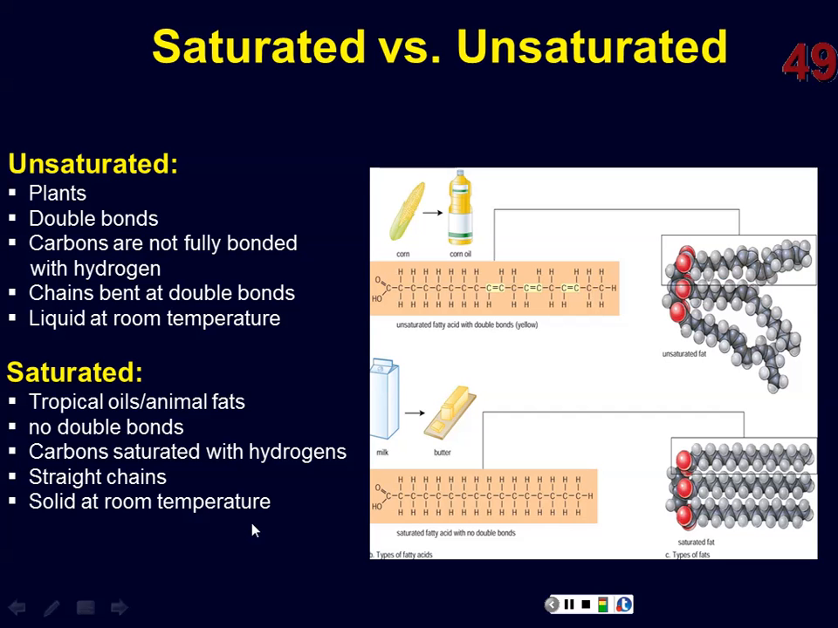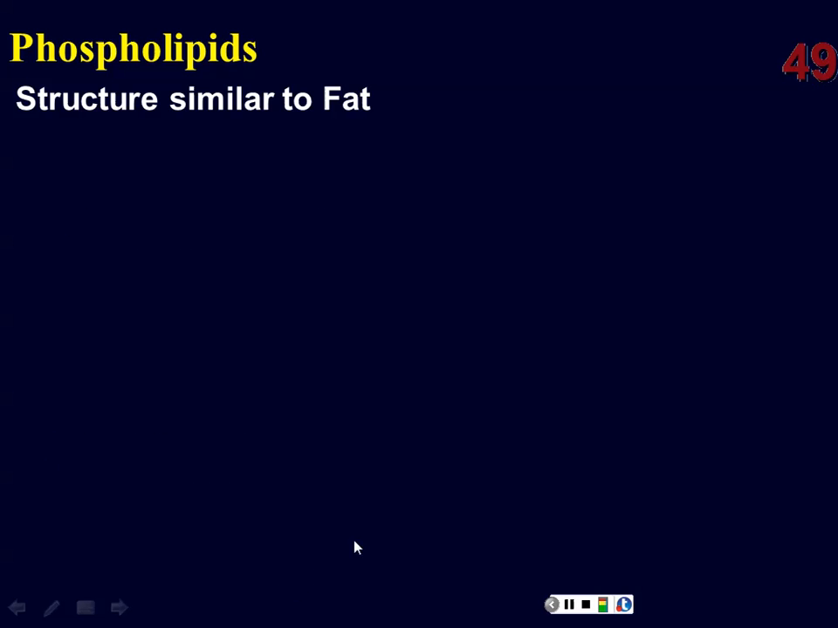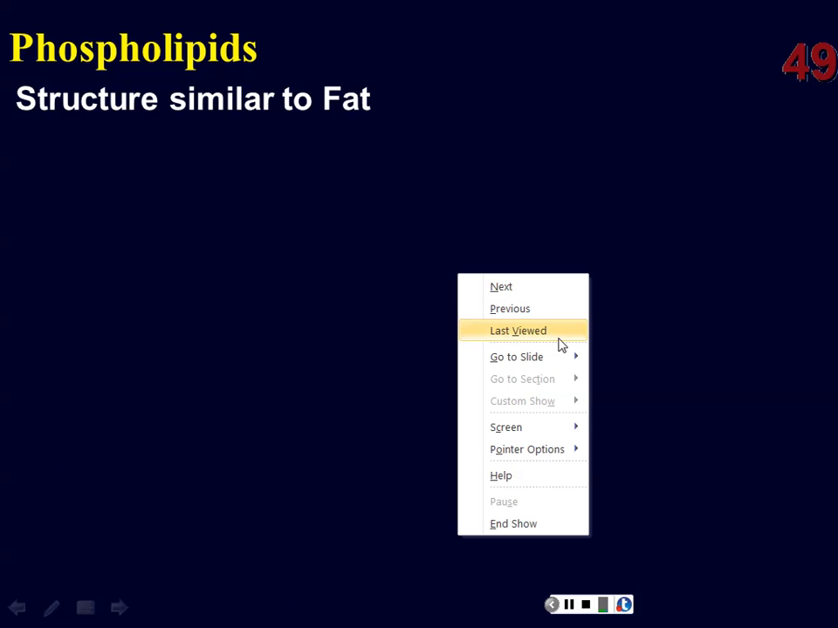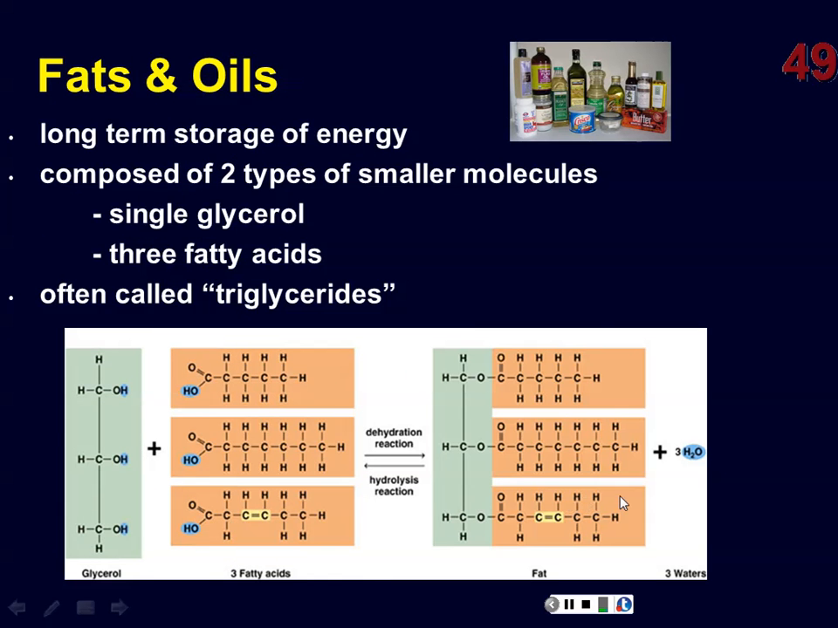So that is the difference between saturated and unsaturated fats. If you'll remember, let's go back to our structure right here. The molecule of fat and oil was a glycerol and 3 fatty acids. This structure is hydrophobic. There are no polar regions on this molecule. This molecule is nonpolar. It has no polarity.